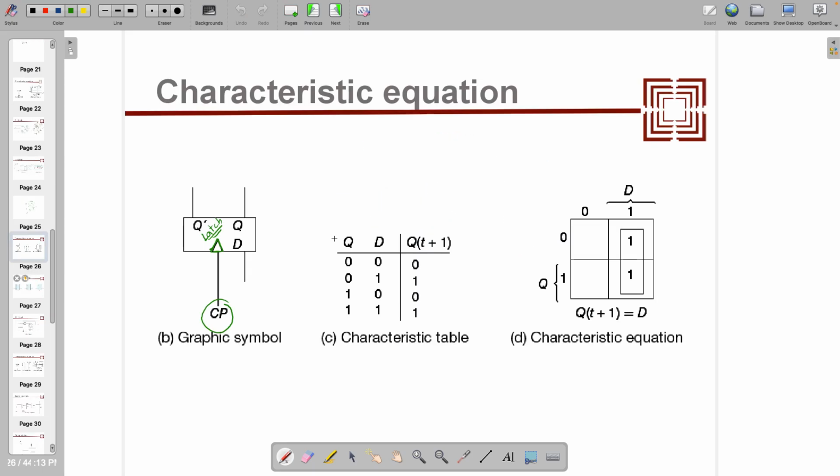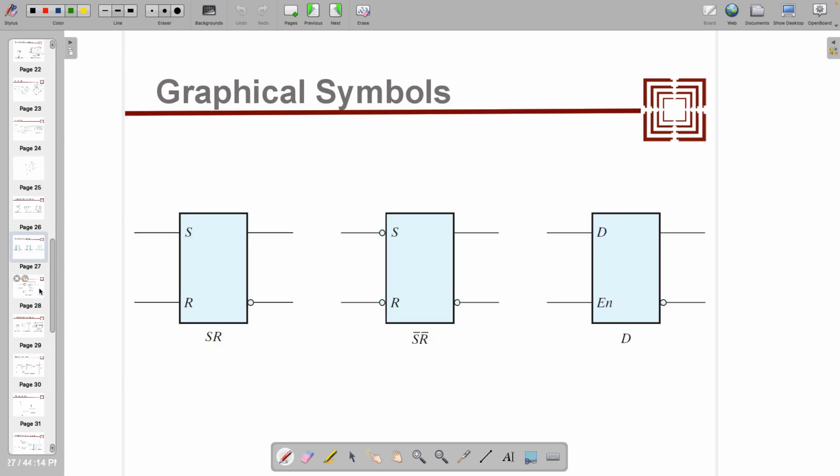Okay, this is the characteristic table, and through that you can draw the K map. You will see that Qt+1 equal to D. That was by observation also. It was easy to find out, right? Okay, so these are some of the symbols for SR. Sometimes S bar, R bar, then you have to add bubbles over here.